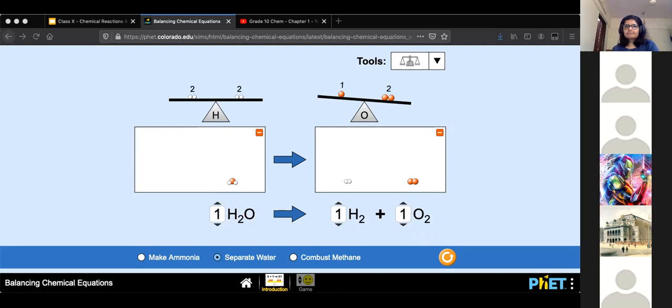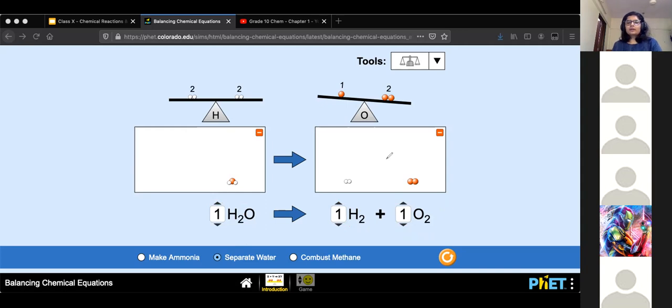Divya. Divya, are you there? Yeah, sure. Okay, I'll do it with you. All right. So now this equation, if you just take H2O gives H2 plus O2, what do you observe? Like what is balanced, what is not balanced? Yeah, the hydrogen is not. Hydrogen is balanced or not balanced?